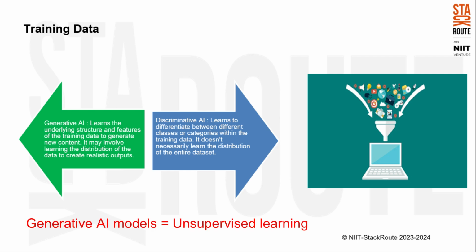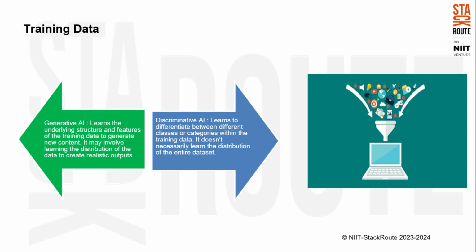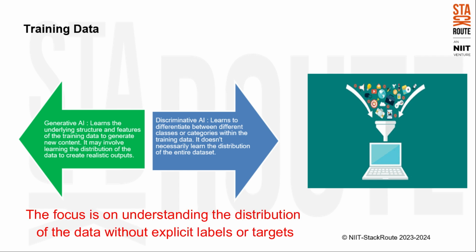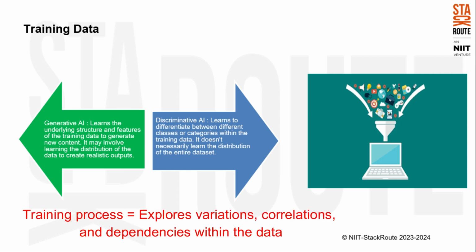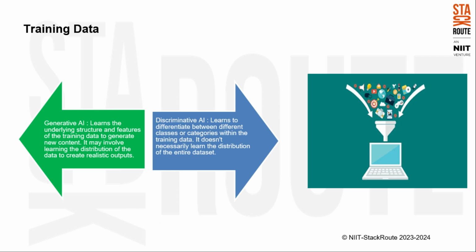Generative AI models employ techniques like unsupervised learning, where the focus is on understanding the distribution of the data without explicit labels or targets. By learning this distribution, generative AI models can generate outputs that resemble the patterns and characteristics observed in the training data. The training process involves exploring the variations, correlations, and dependencies within the data, enabling the model to generate new instances that align with the learned distribution. The goal is to create realistic outputs that are similar in style, content, or characteristics to the training data.